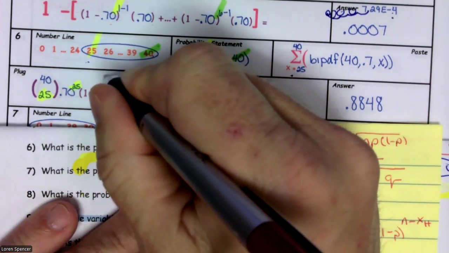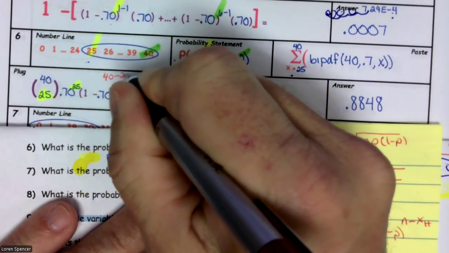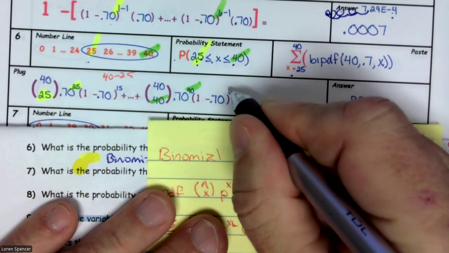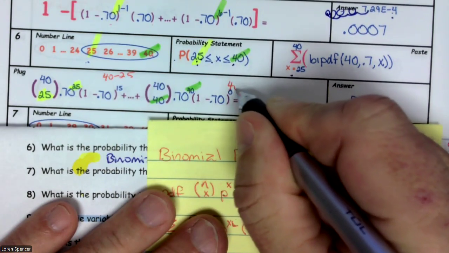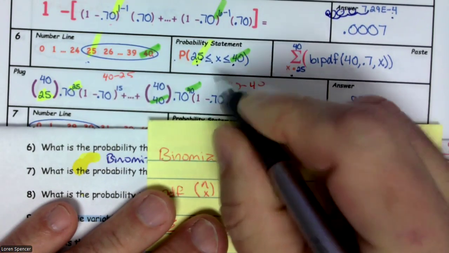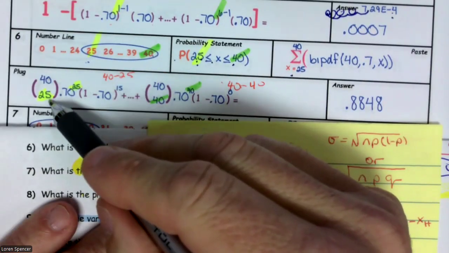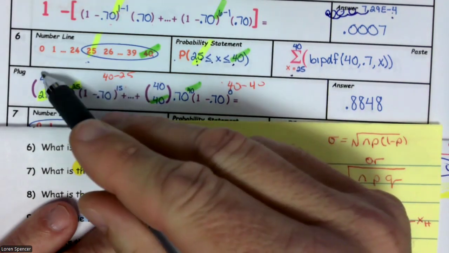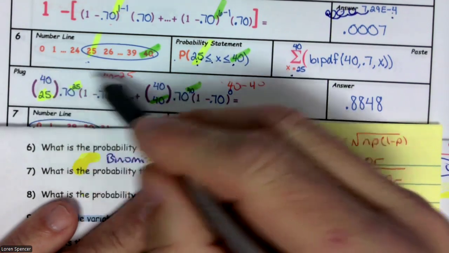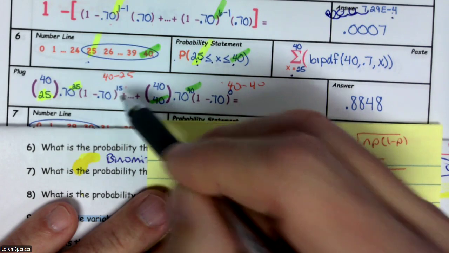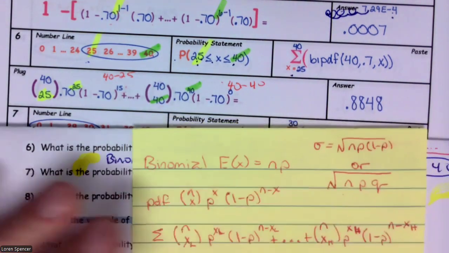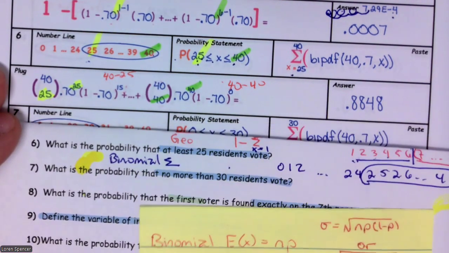Well, this came from 40 minus 25. And this 0 right here came from 40 minus 40. Because 40 minus 40, this minus this gives me 0. This minus this gives me the 15. So that difference goes right there. Okay? All right. Number 7.